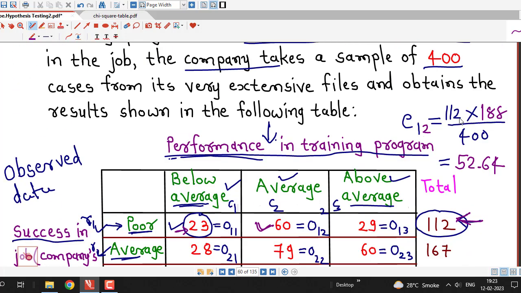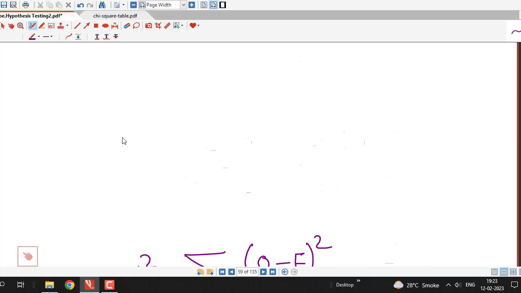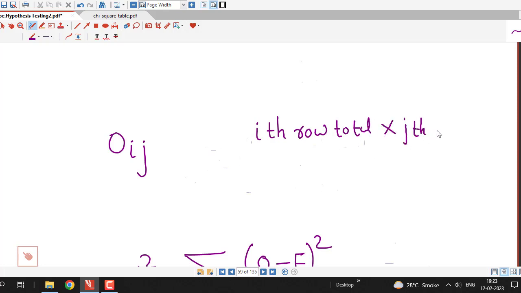using this formula: row total times column total divided by total number of observations. So if I am interested in the expected frequency corresponding to this observed frequency, say Oij, then this expected frequency will be equal to ith row total times jth column total divided by sample size.